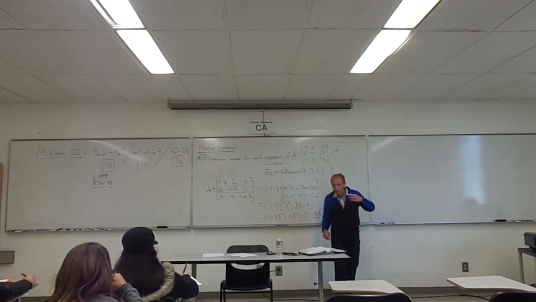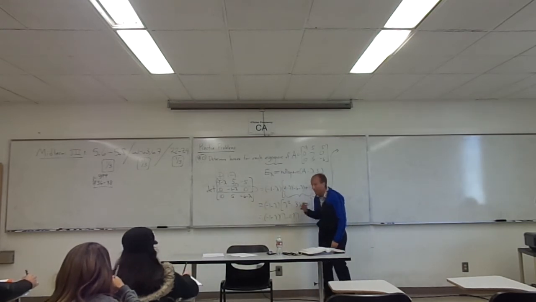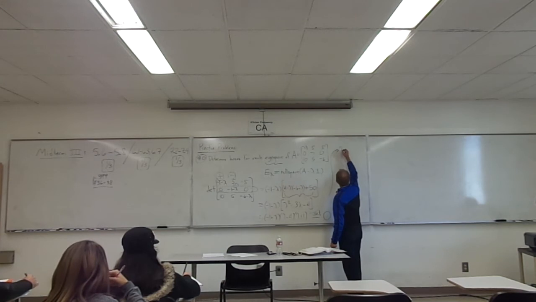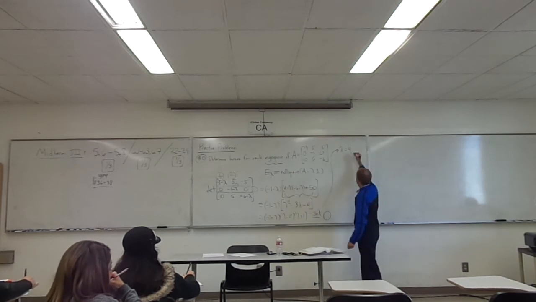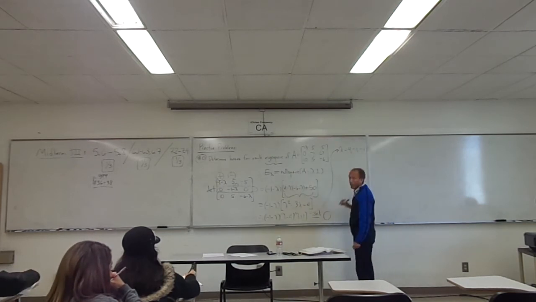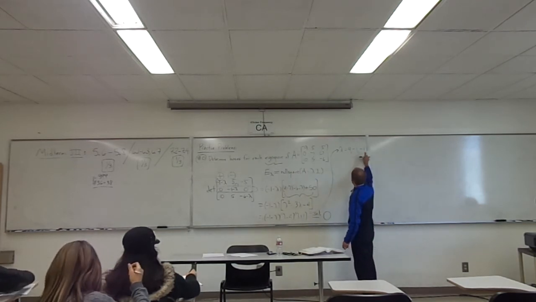Just always ask yourself, what do I have to plug in to get 0? So if I put in lambda equals 4, then 4 minus 4 will be 0. So lambda equals 4 is one of my roots. And what are my other roots? Negative 1 twice, right? So I have 4 and negative 1 and negative 1.